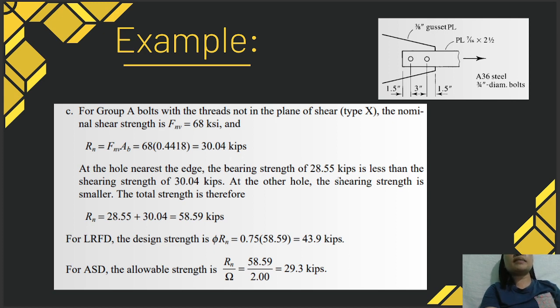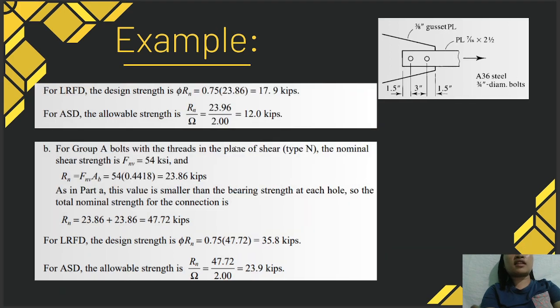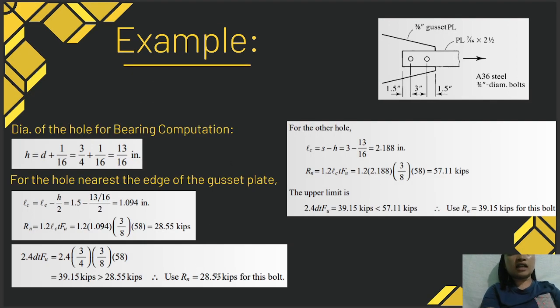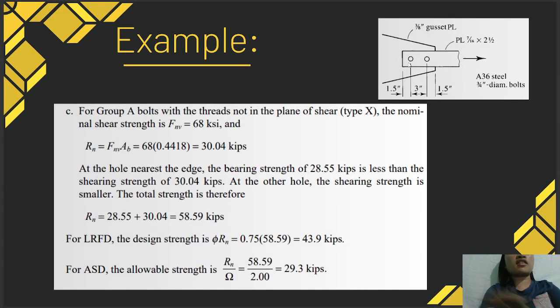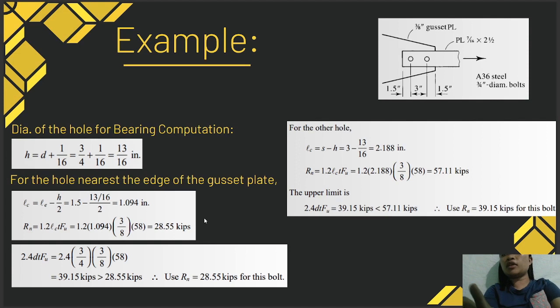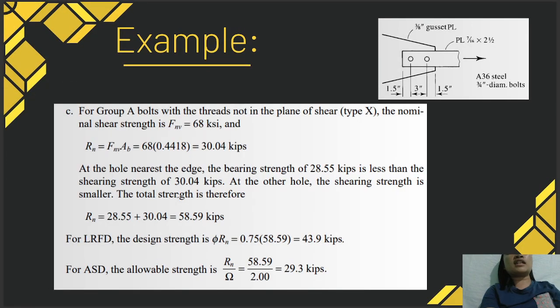So, therefore, what we will use is the smaller value, which is the bearing strength. The second is that our bearing strength is larger than the shear strength we solved earlier, 28.55 for this one, and for the other one 39.15. Then the shear strength we solved is 30.04, which is less than 39.15.